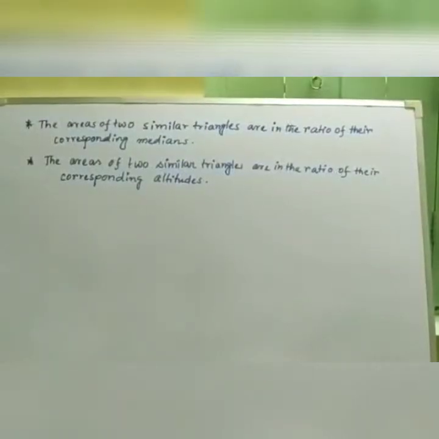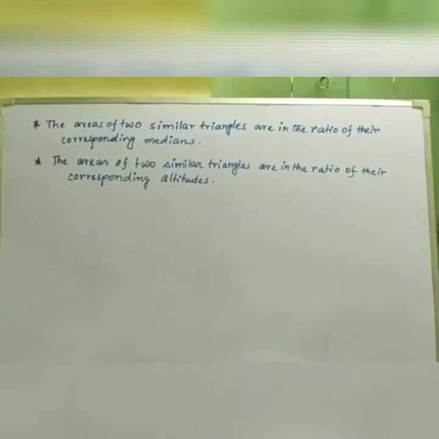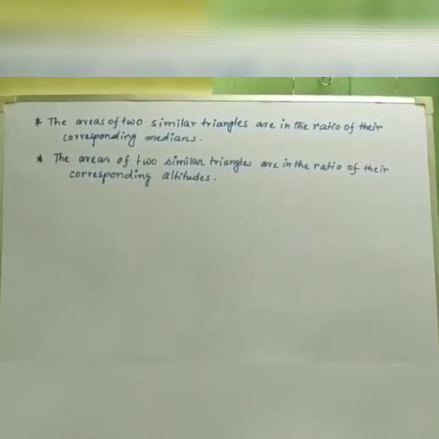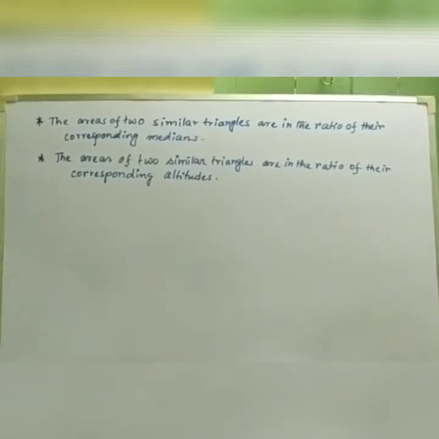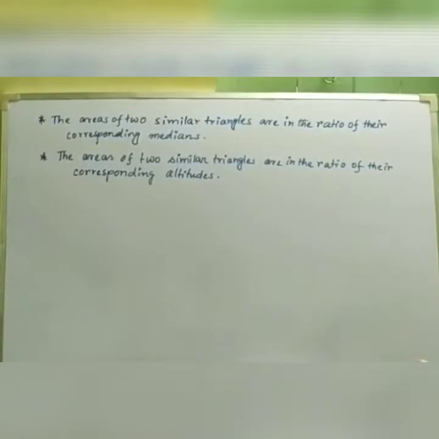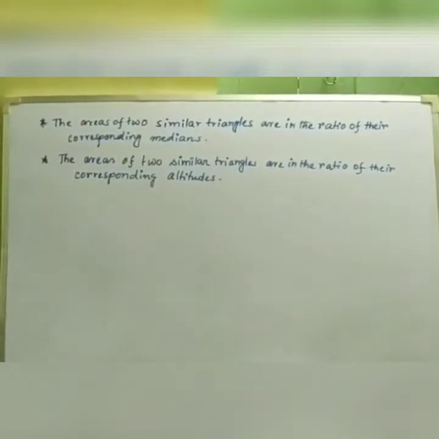So here you can see some results of the previous theorem that you have learned. The first result: the ratio of the areas of two similar triangles is equal to the ratio of the squares of their corresponding sides, and here is given the ratio of their corresponding medians.